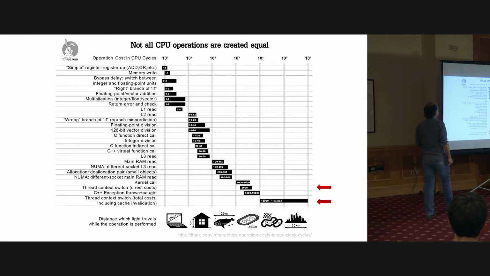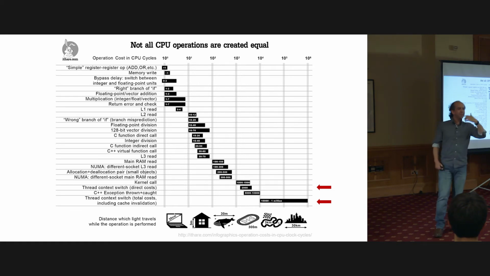Throwing a C++ exception. I love it when people say, oh, we're not using exceptions because of performance, but hell, we got threads. You might want to revisit that one. Okay? But what's the real context switch cost? Thread context switch, total cost, including cache and validation.